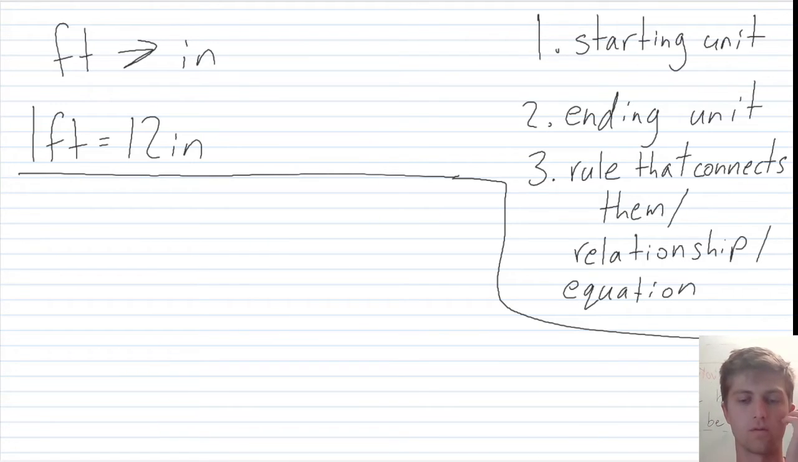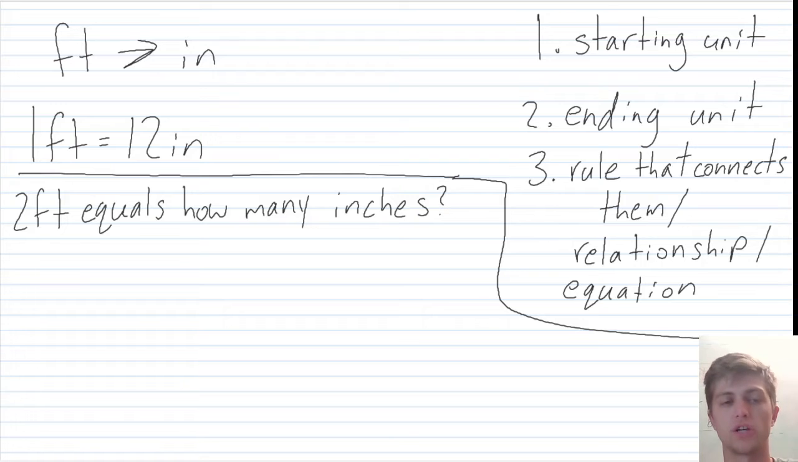Well, we also need the question. So let's take, for example, the question, 2 feet equals how many inches? So what's our starting unit? Well, we have 2 feet already. Equals how many inches? We don't know. So that makes it our ending unit. Starting unit is usually the one where we have information already. We have a value. And so we want to start with feet, we want to go to inches.